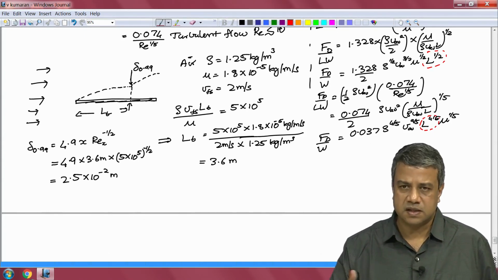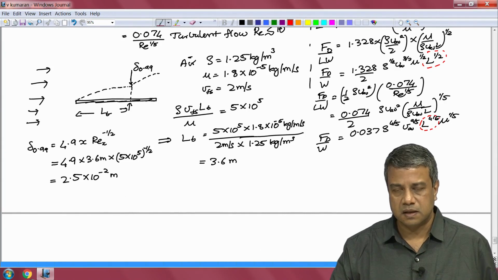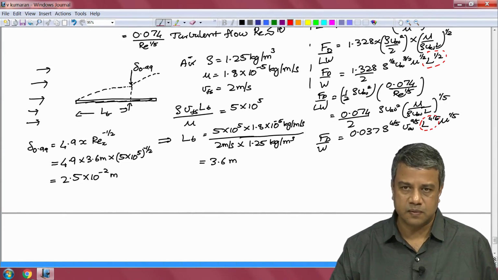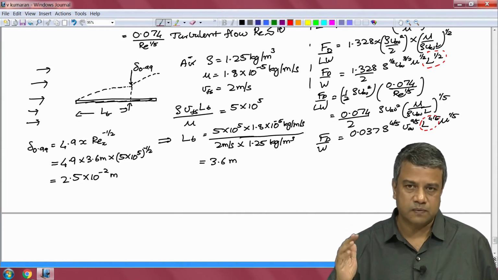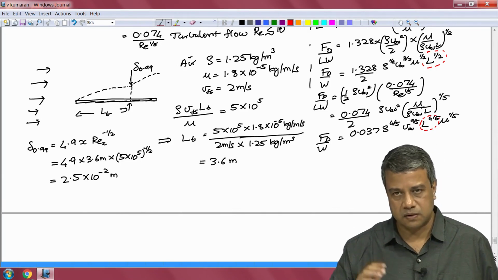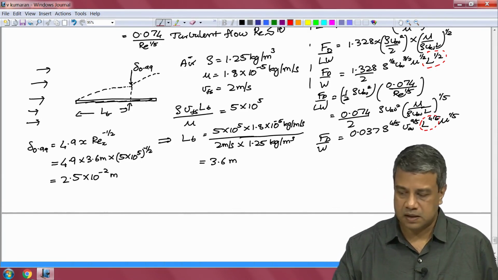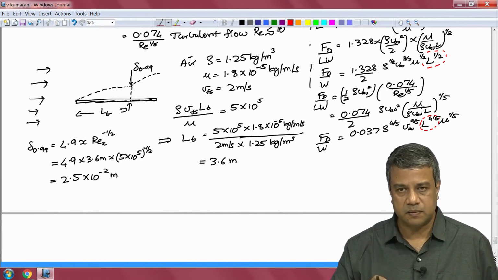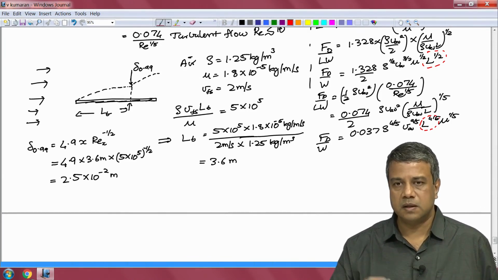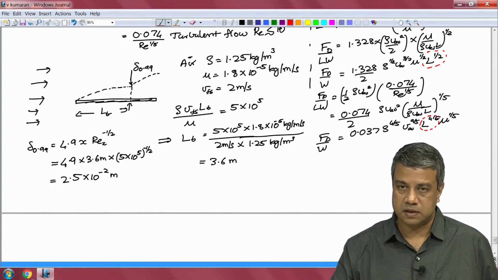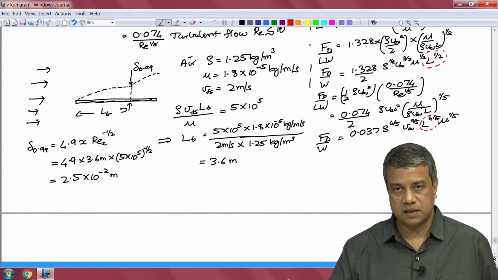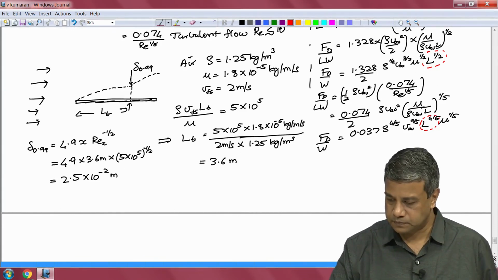And these kinds of things are important in structures, like buildings and so on. When there is wind blowing across a structure, you want to know how much is the drag force on that, and these are ways to calculate it. First, calculate the Reynolds number based upon the total length, determine if it is laminar or turbulent, and then use the appropriate correlation to calculate the boundary layer thickness and the drag force.